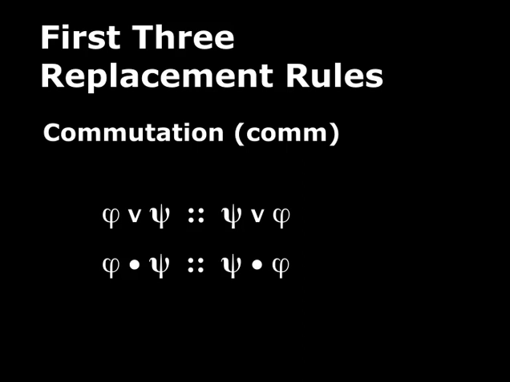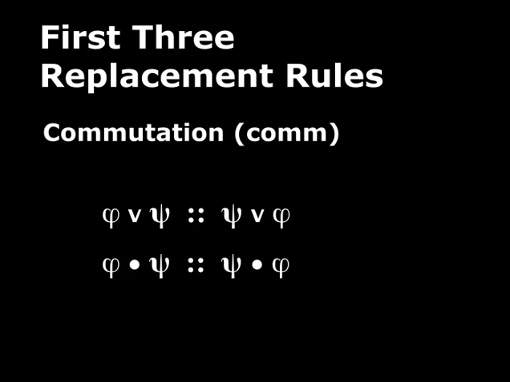Finally, the final of the first three we're going to introduce is commutation. This works on both disjunctions and conjunctions. What it basically says is that the order doesn't matter. So if you have phi or psi, you can change that into psi or phi. And ditto with the conjunction: phi and psi, you can change that for psi and phi. Okay?